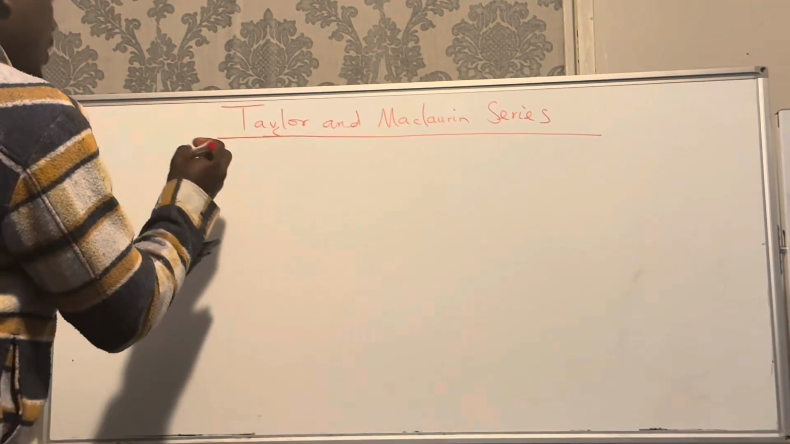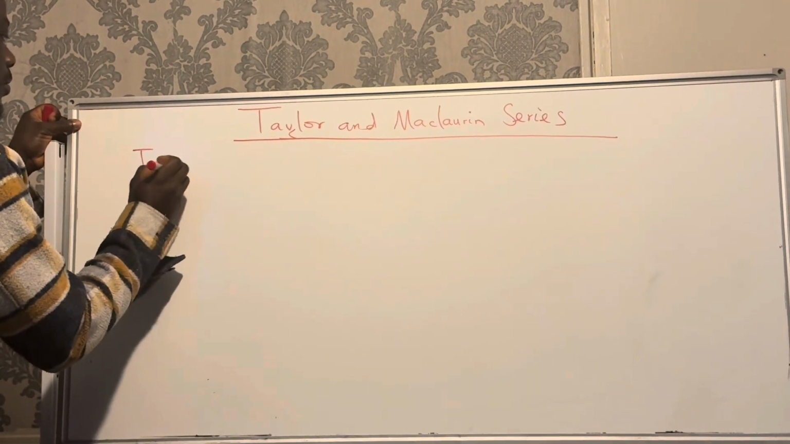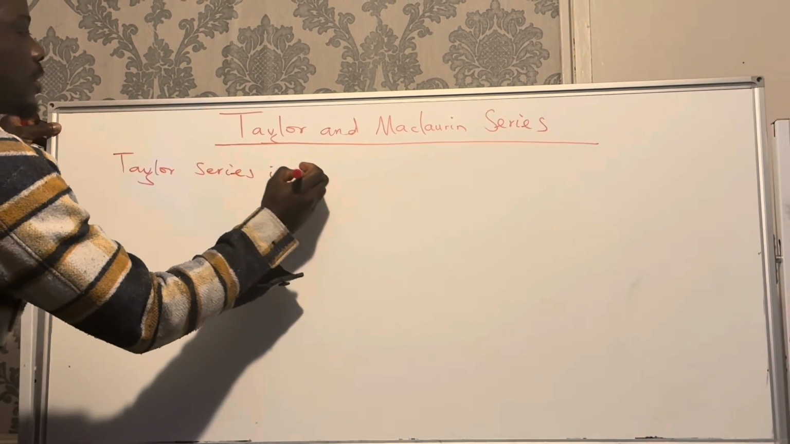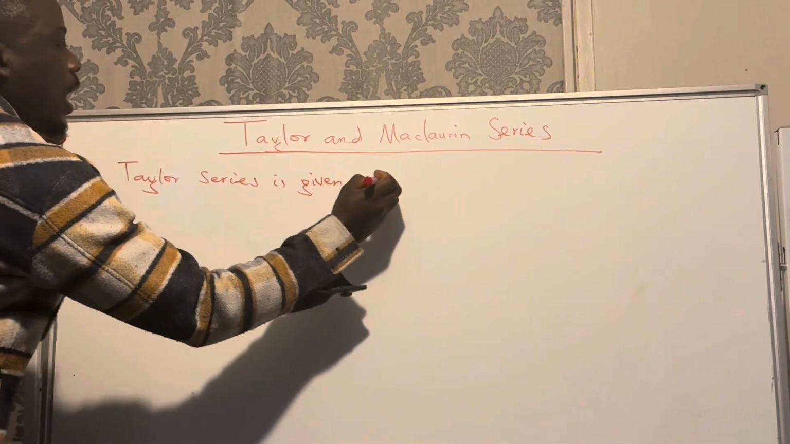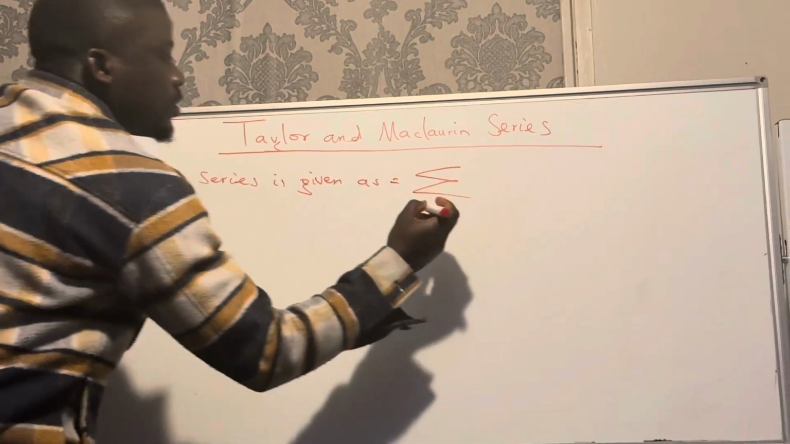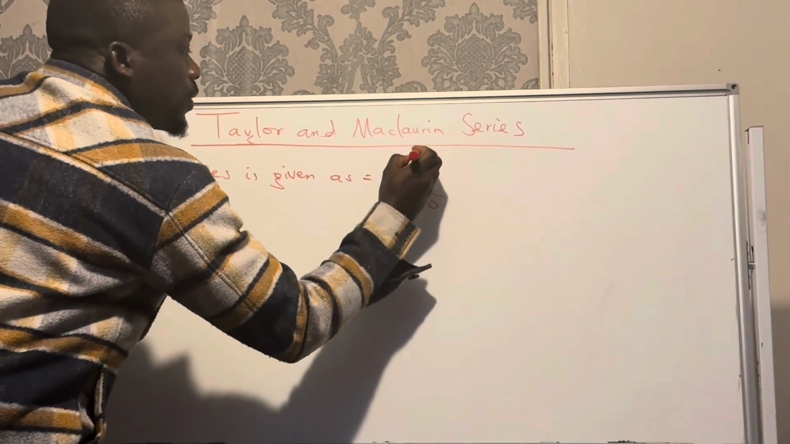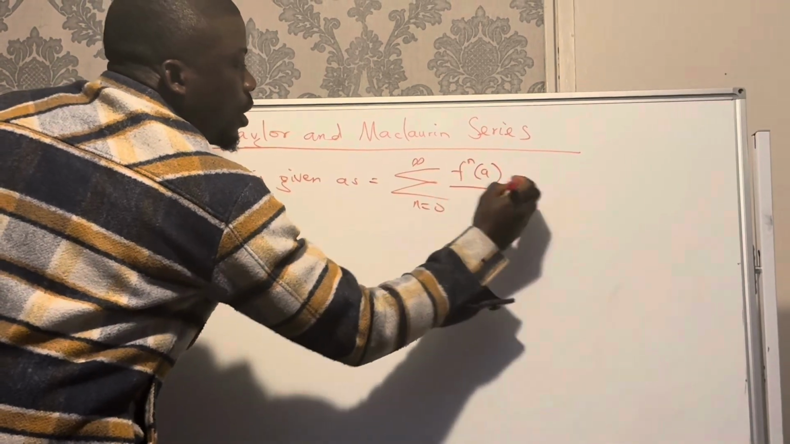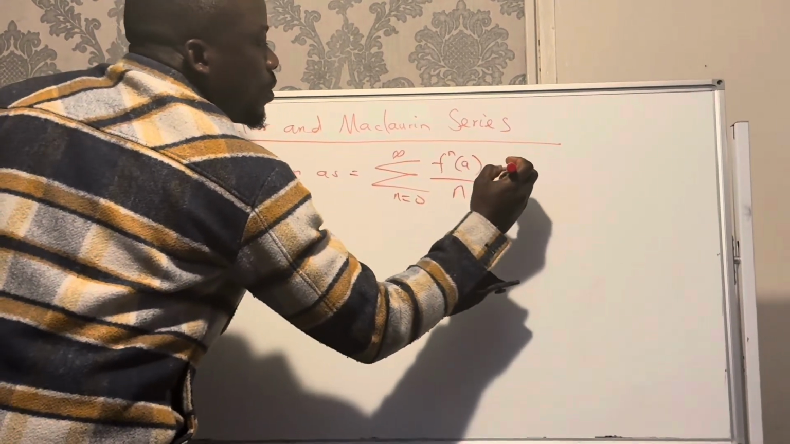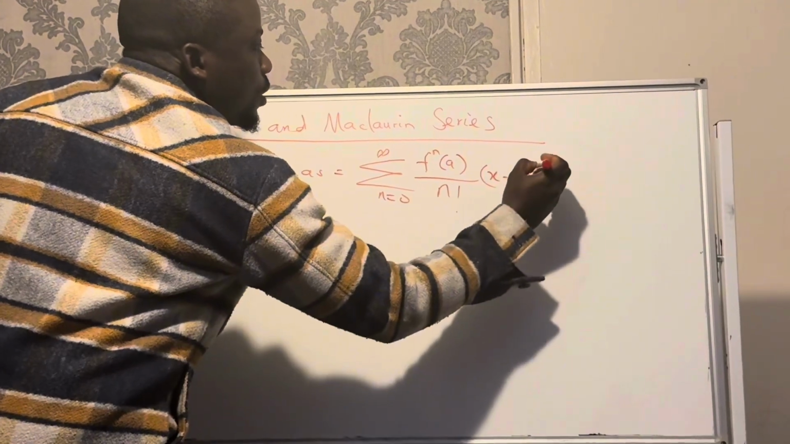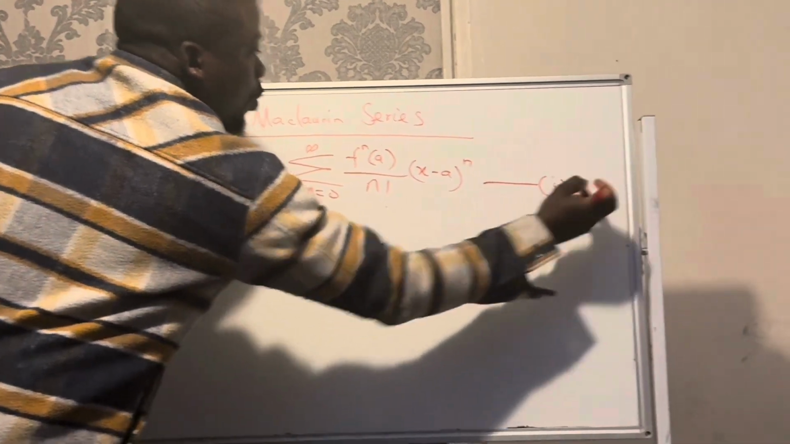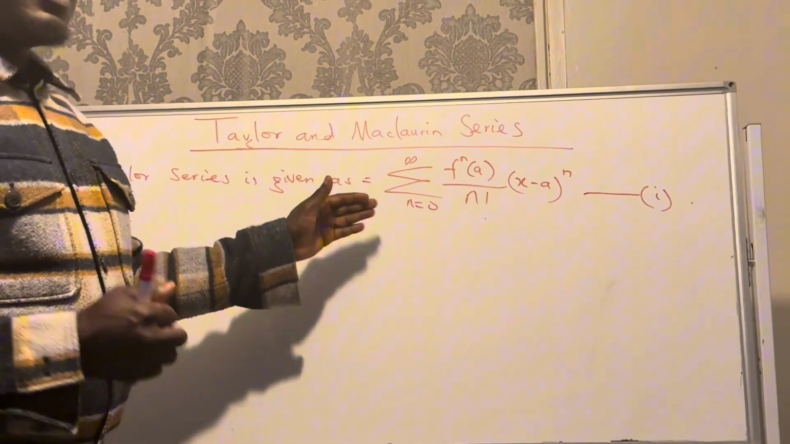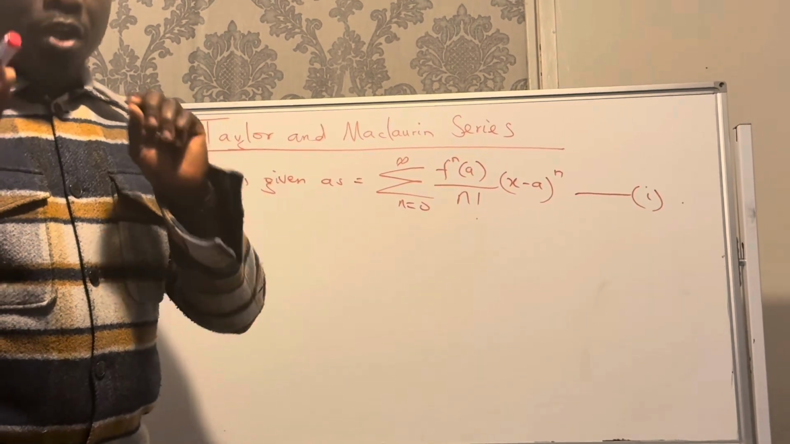For instance, our Taylor series is given as summation n equals 0 to infinity, f^(n)(a) all over n factorial, (x minus a) raised to power n. Let me call this equation 1. So this is our Taylor series. A Taylor series is a series solution of a function.